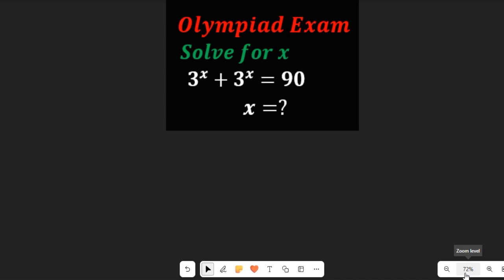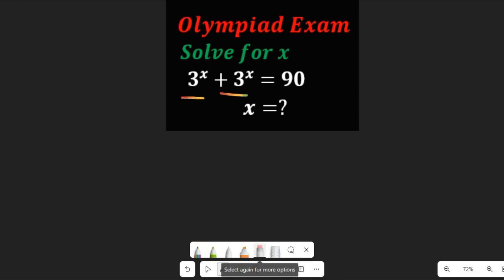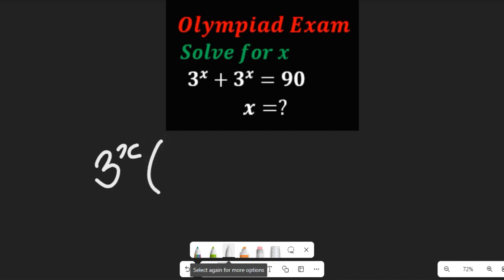Now, if you look at these two expressions, you find out that we can simply factor out one of the values of 3^x, and then we can simplify from there. So let's see how to go about that. Let's factor out one of the values of 3^x, and then we'll have 3 to the power of x times (1 plus 1), and all this will be equal to 90.